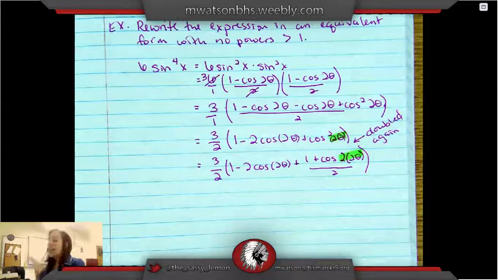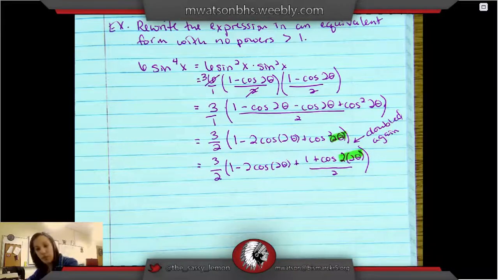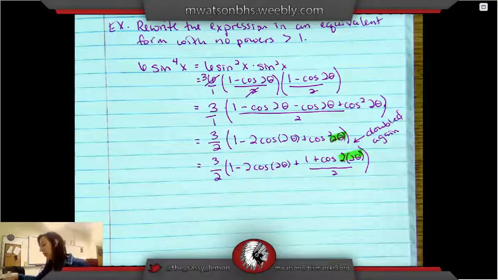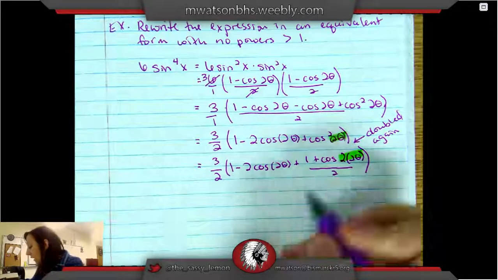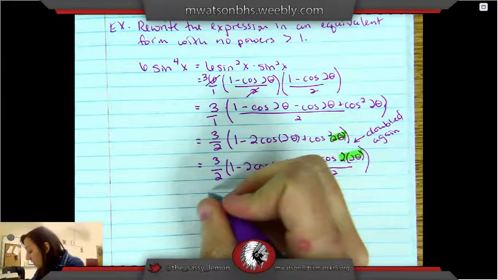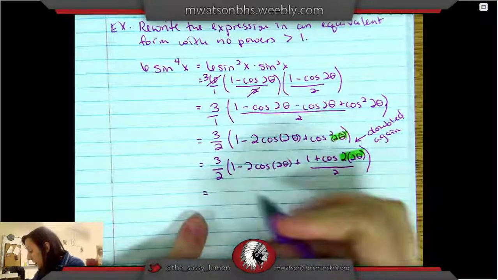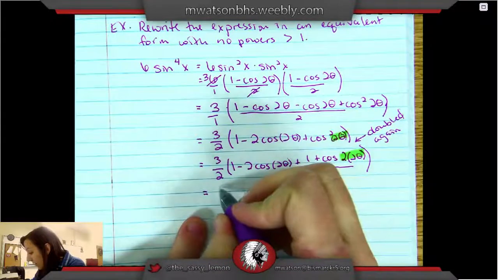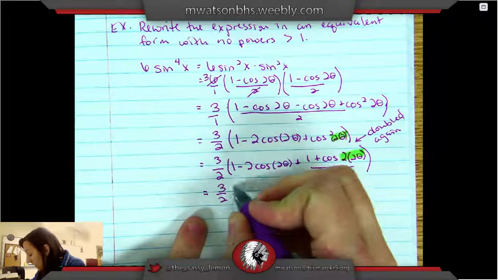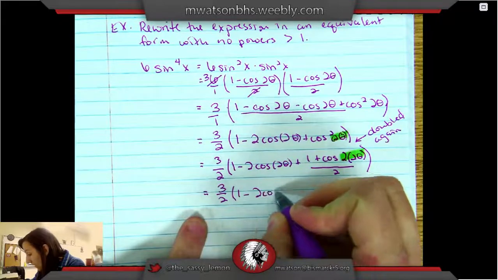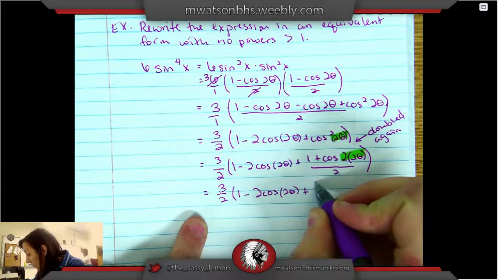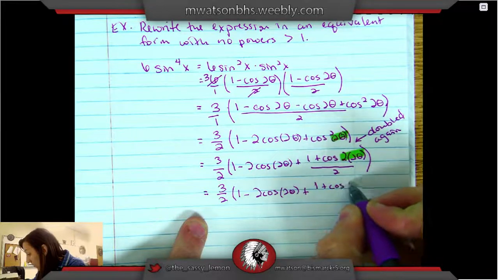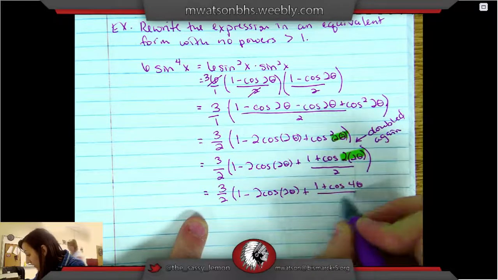Now from here on out, there's just a bunch of algebra to do because all of our powers are now lower, down to 1. So what I'm going to do is just clean this up a bit, and I'm going to rewrite this as 3/2 times 1 minus 2 cosine of 2 theta plus 1 plus cosine of 4 theta all over 2.